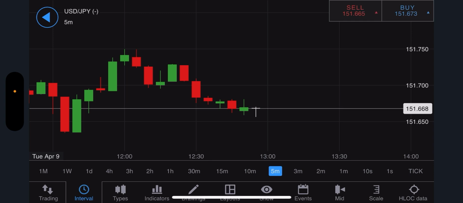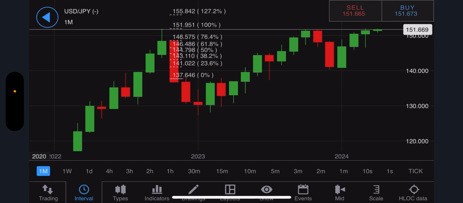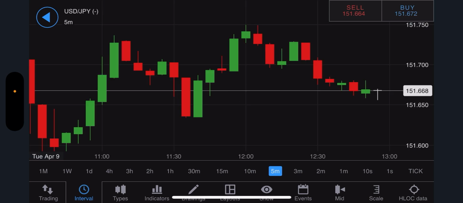If we selected all the way over to the left here, the 1M, that would mean 1 month. So now the chart we're looking at indicates that each candle represents a 1-month period. So that is why the chart goes all the way back to 2020, as you can see on the left there. So I'm going back to 5M now for our 5-minute chart.